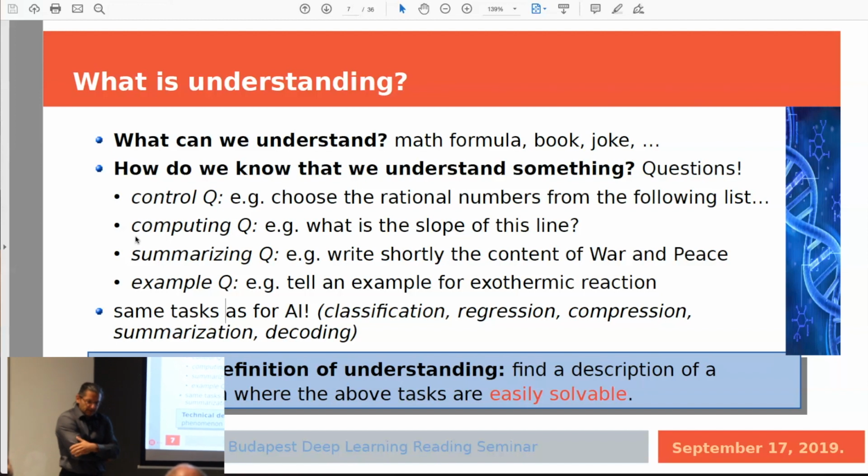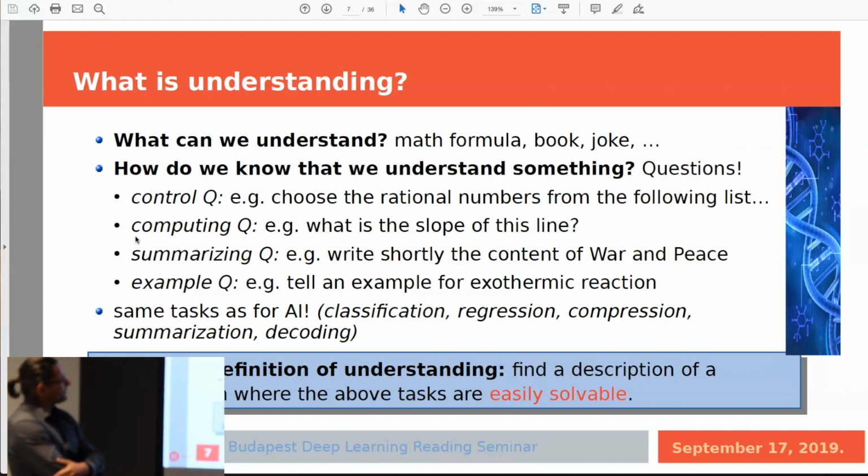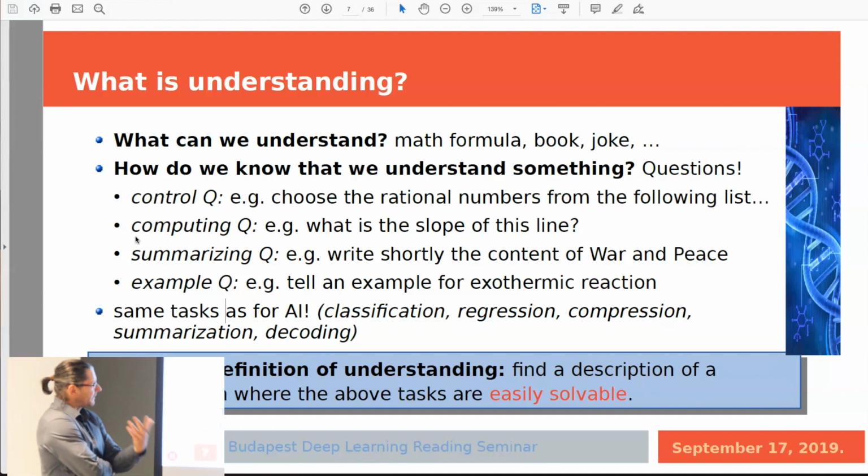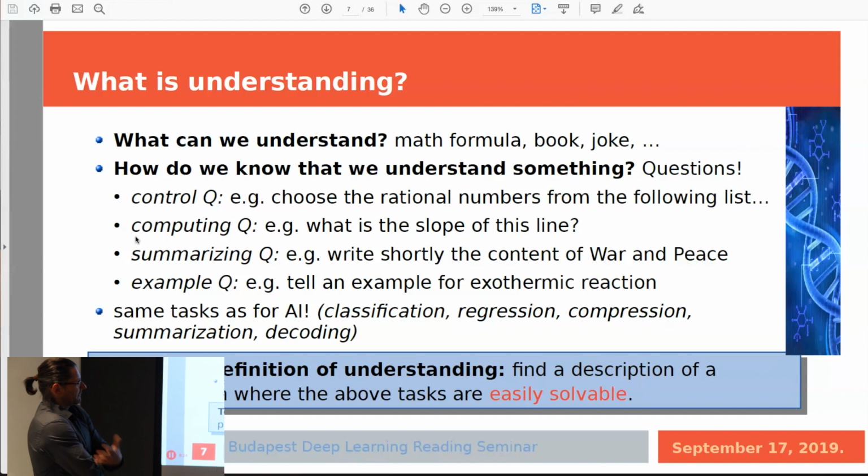To be more quantified, we want to know if we understand the topic or not. And usually what we do is that we pose questions. We pose questions to the students, we pose questions to ourselves to know if we know the topic well enough. But these kinds of questions which occur in human communication, we can control questions, for example, please choose the rational numbers from the following list.